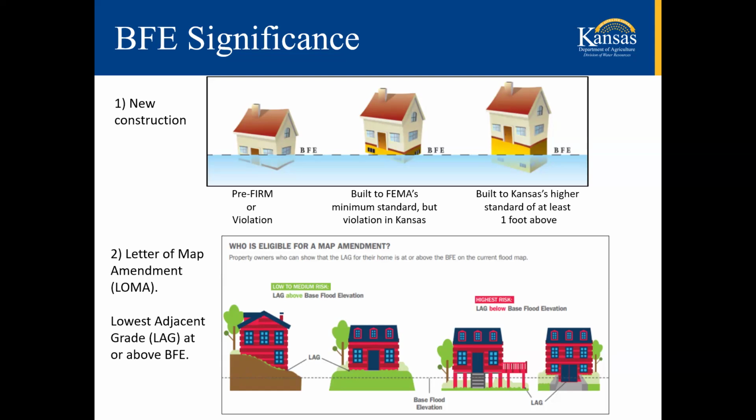A letter of map change, or a letter of map amendment specifically, is known as a LOMA. If you're eligible for that, then the lowest adjacent grade touching the foundation of the structure has to be at or above the base flood elevation. Once you apply for that using survey data, FEMA will evaluate it and then grant you a letter of map amendment, or a LOMA, which officially and legally takes you out of the floodplain. Then you don't have to adhere to the ordinance and you don't have the mandatory purchase requirement anymore.